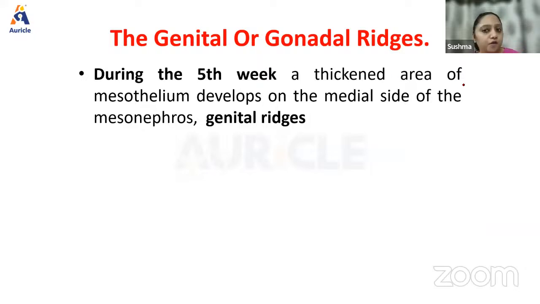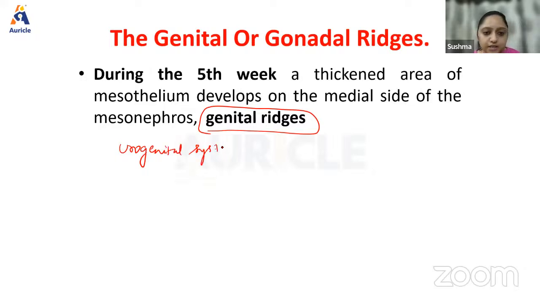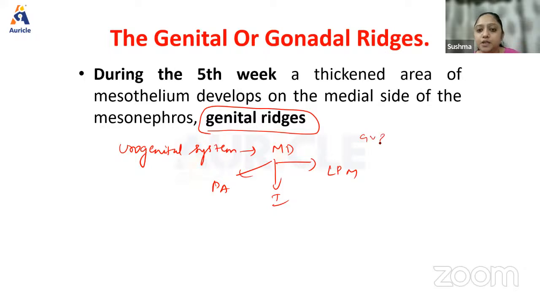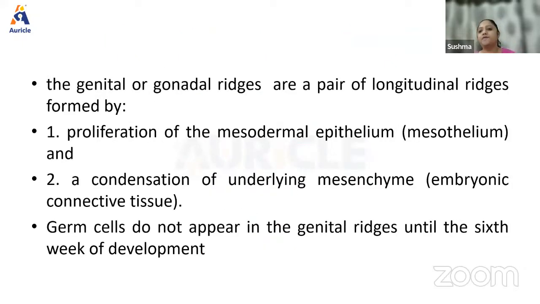Now, during the 5th week, a thickened area of mesothelium develops on the medial side of the mesonephros, known as genital ridges. Guys, just a question to you. I know the urogenital system develops from the mesoderm. But in the mesoderm, we have 3 different areas: paraxial mesoderm, intermediate mesoderm, and lateral plate mesoderm. Out of these 3, the genitourinary system comes from which mesoderm? It's a thing that we have already covered. The genitourinary area comes from the intermediate mesoderm. Whatever the genital ridge and everything that is formed here comes from the intermediate mesoderm.